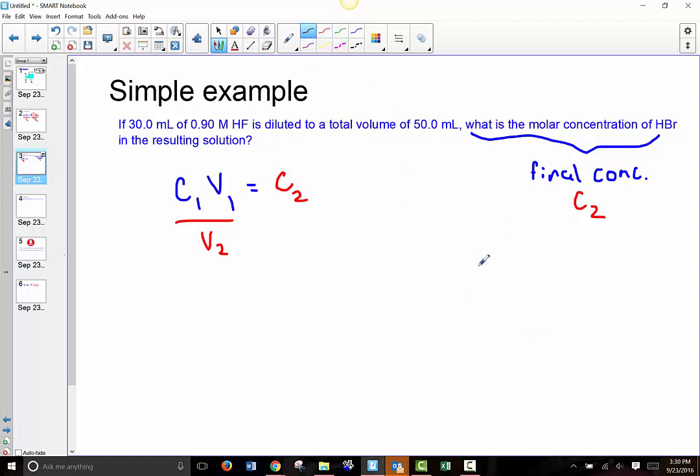So I'll say, okay, here's what I'm starting with. This is my original solution. So I've got 30 mL of it. Okay, well that's my initial volume. So V1 equals 30 mL. Okay, and I can see that the concentration is given to me. It's 0.9 moles per liter. So there's my C1.